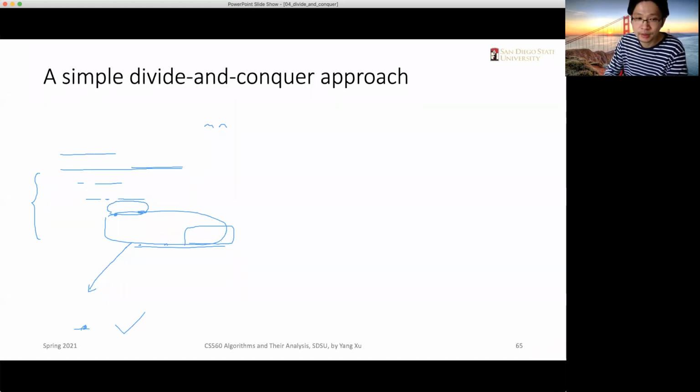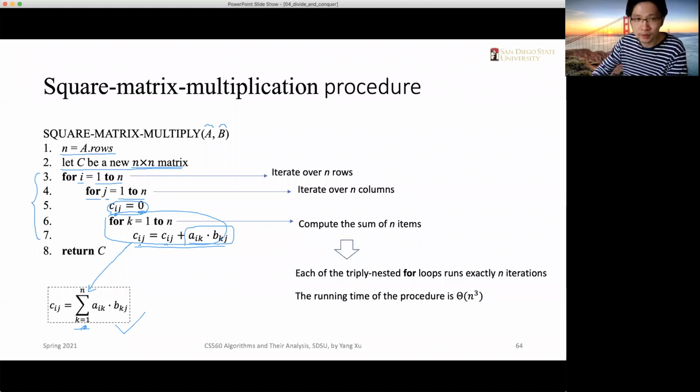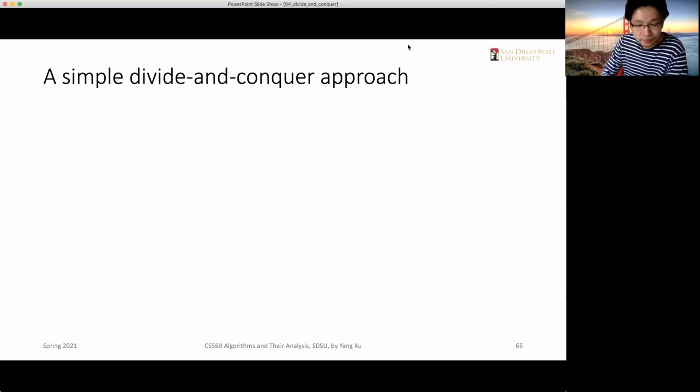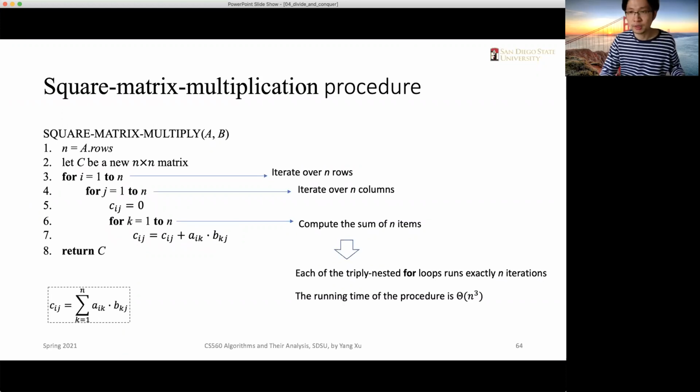Okay, and we know this is a really inefficient solution, right? We already know that n squared is already not that efficient, not to mention n to the power of 3. So this is really something that we wish to have a better solution for.